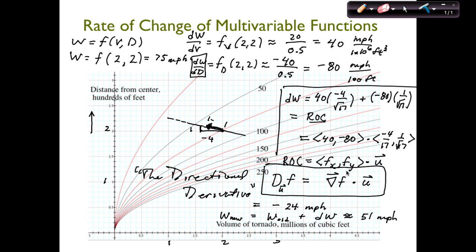All right, so you're going to find the rate of change in any direction. You'll take the gradient vector, which is a vector of the partial derivatives, dotted with a unit vector in the direction that you're interested in. So here our direction was -4 to 1. What's another way to specify that direction? What's another whole different way to get that direction?